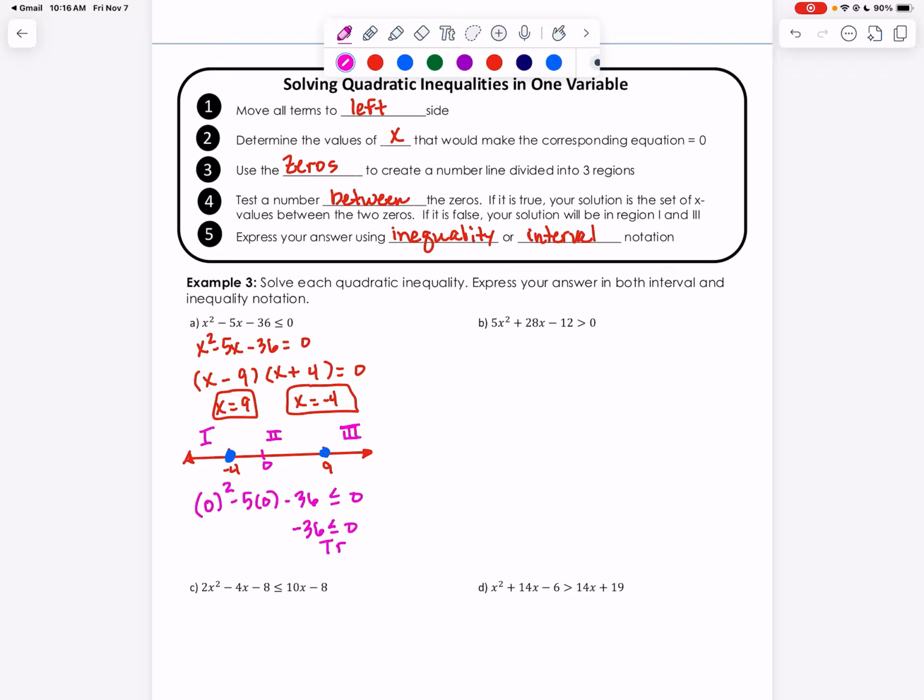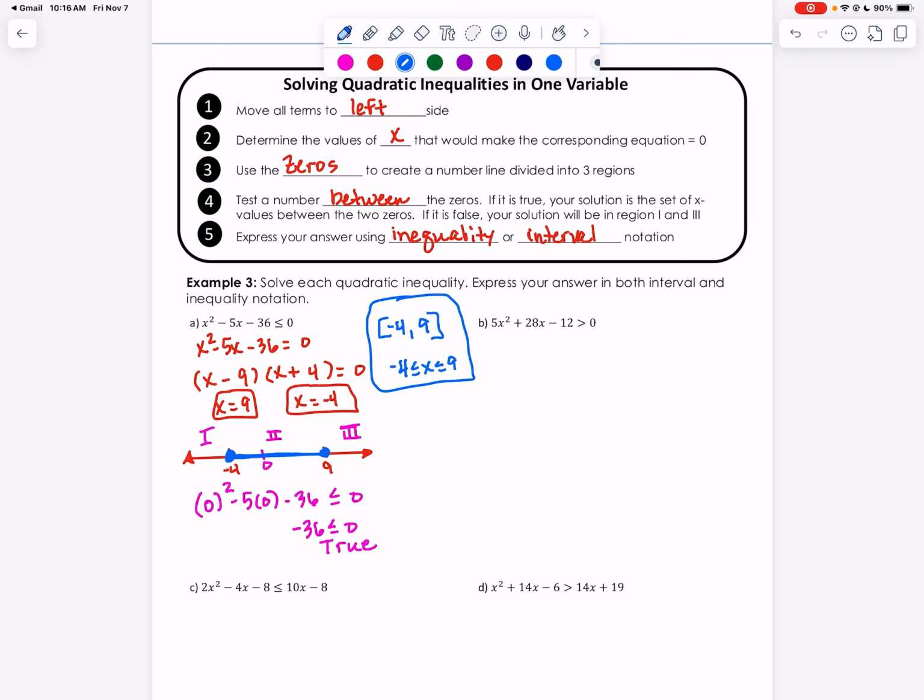So this is true. Now, here's what that means. You now know where your solutions are. If your number is true, that means your solutions are going to fall in region 2, in between. So it asks us to write our answer in interval and inequality notation. So in interval notation, our solution would be negative 4 to 9 with brackets. Or inequality notation would look like this. x is between negative 4 and positive 9. So those are 2 different ways of writing the same solution.